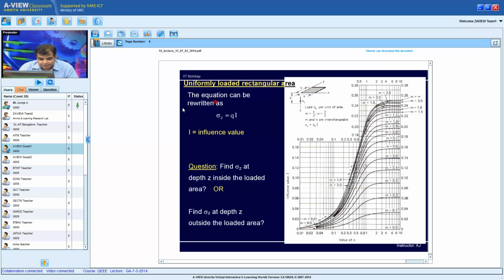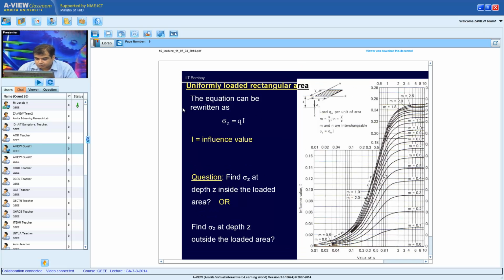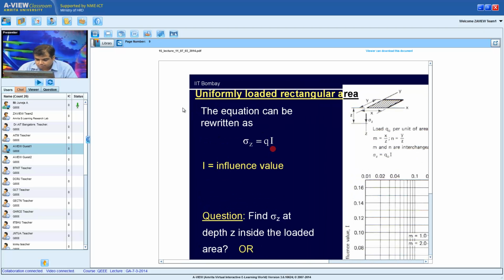Okay, so sigma z is again q times I, which is the influence value. Sigma z is the stress below depth, below the corner, and q is whatever pressure you apply on the surface or on the footing. I is the influence value.